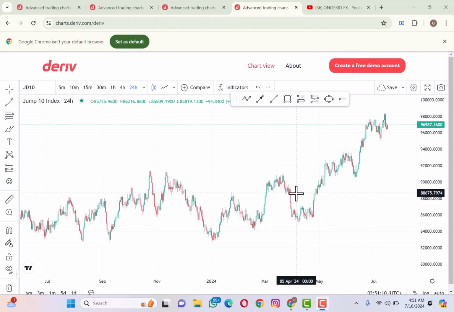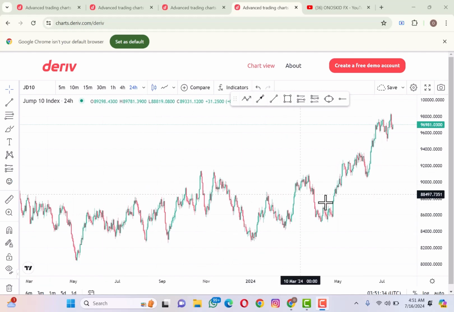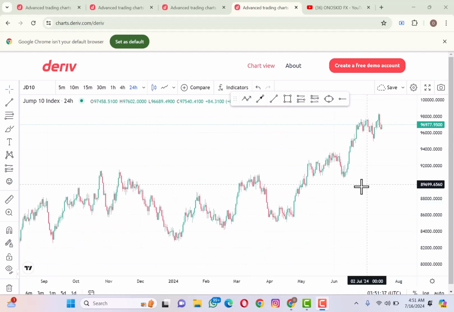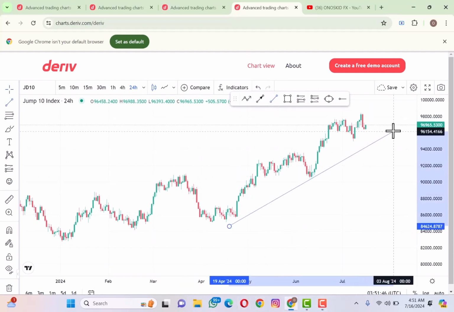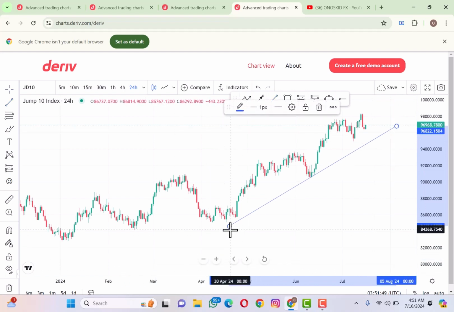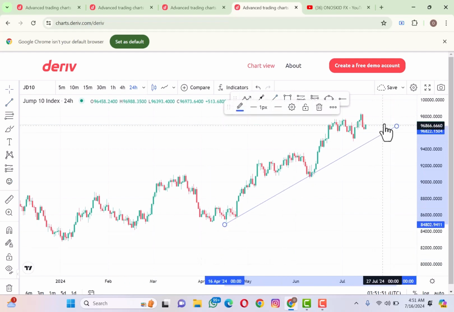So this is Jump 10. Among the indices we have Jump 10, Jump 25, Jump 75, Jump 100, and Jump 50. So among this jump index, this is the most stable pair among all of them. Among the jump index, this one is the most stable one. So that is why I selected it for you guys, so that you can actually have good experience while trading with it. Even most of the strategies you can think of work trading this pair. You can trade using your trend line. Okay, so for those who know how to use trend line strategy, you can actually trade with it.